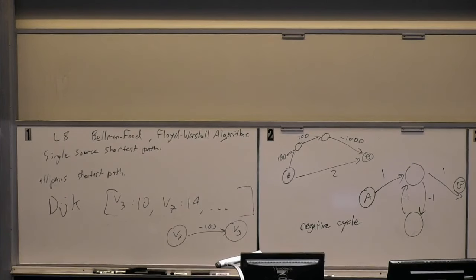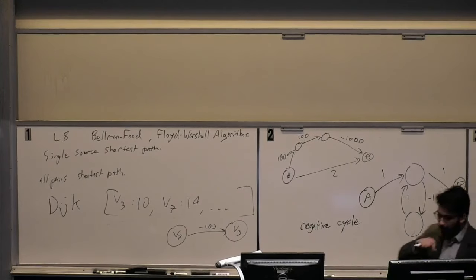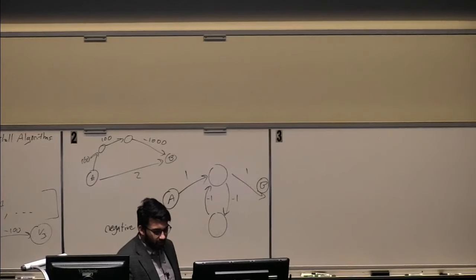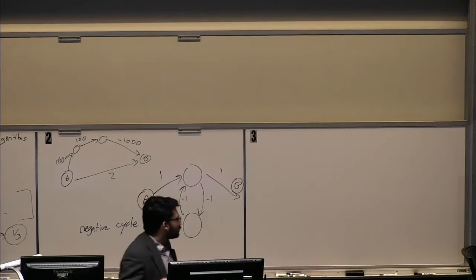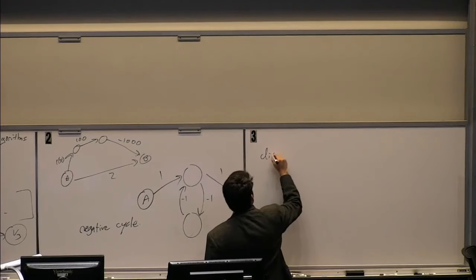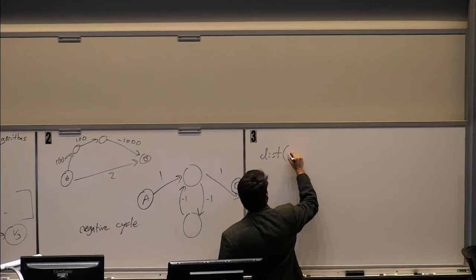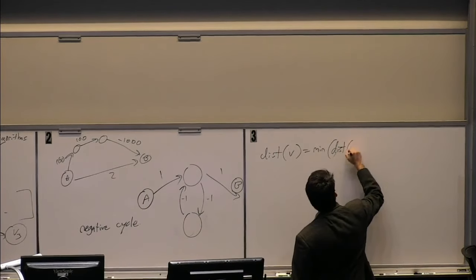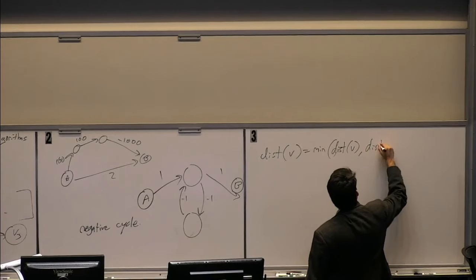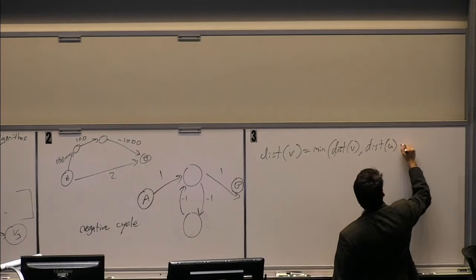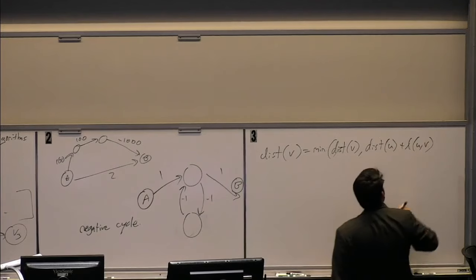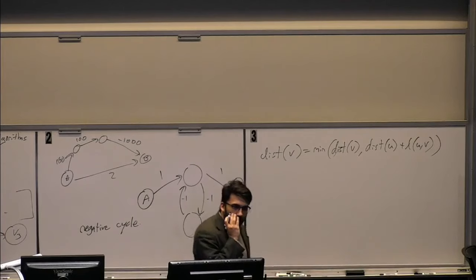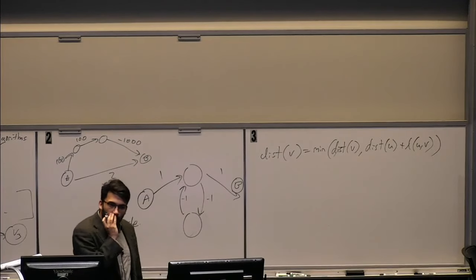Awesome. So how does Dijkstra's work? What it really does is update the vertices in order. It computes dist of v equal to the min of dist v, comma, dist u plus l_uv, if l_uv is defined. That's what Dijkstra does at each point, and it knows to do that in order.